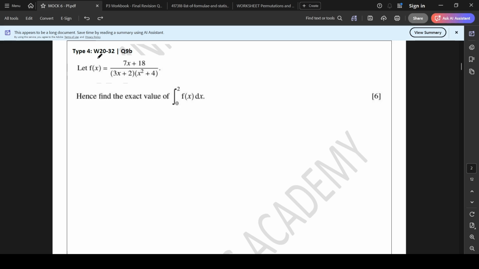So this question is coming from October November 2020, Paper 3, Variant 2, and we are solving the B part of this question. We are given a function and we are supposed to find the exact value of the integration of this function from 0 to 2.